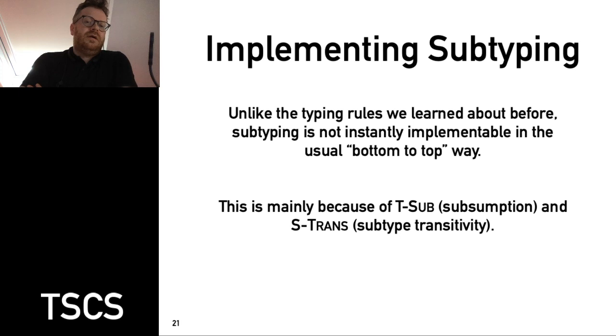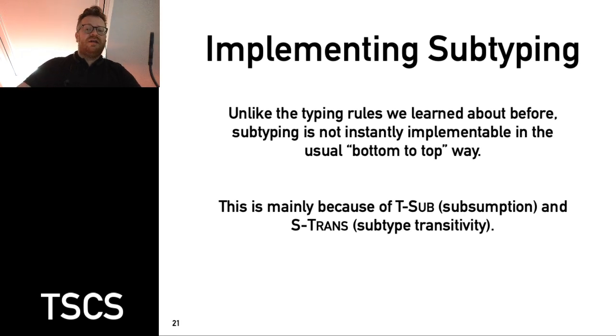So subtyping does have a problem. The way we learned how to implement typing rules before is kind of a bottom to top way. So we implemented all the rules, and the matcher does its magic and matches the proper cases. For subtyping, we cannot actually do this, and this is mainly because of subsumption and the S-trans, the subtype transitivity rule. And why is this the case?